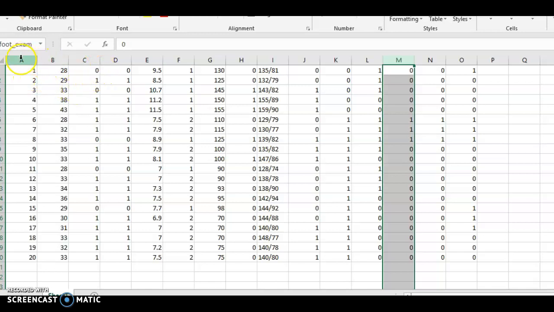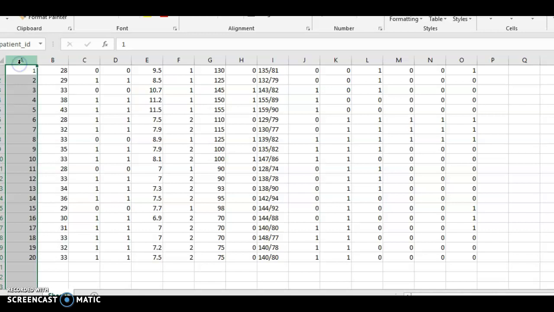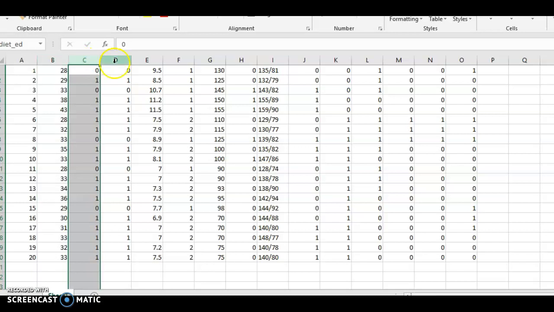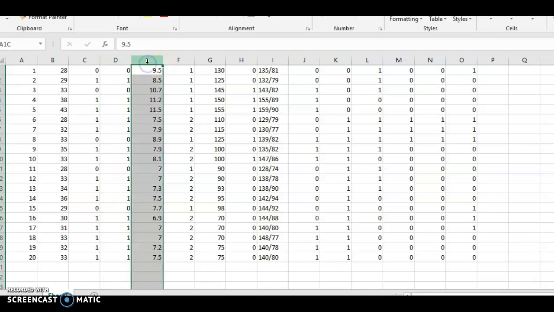So every table has a patient ID column. This is the BMI column. This is the diet education. 0 means they have not had education. 1 means they did. This is activity education. The American Heart Association recommends that patients have 150 minutes of activity a week. This is people's A1C. This is the number of medications they're on.